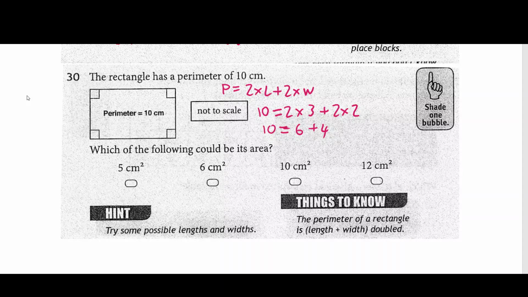Okay, so we could have our length being 3 and 3, and our width being 2 and 2, because 3 plus 2 is 5, plus 3 is 8, plus 2 is 10. So the area of this one is going to be 2 times 3, which gives 6. So there, it's an option there, 6 square centimeters. So we figured it out. So with this question, you just have to try some lengths and widths. Okay.